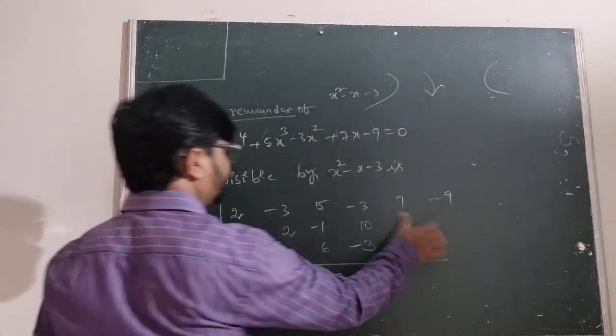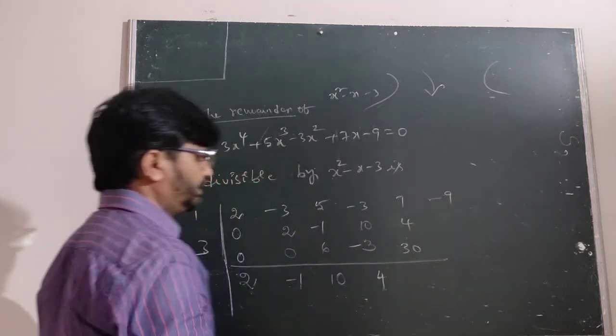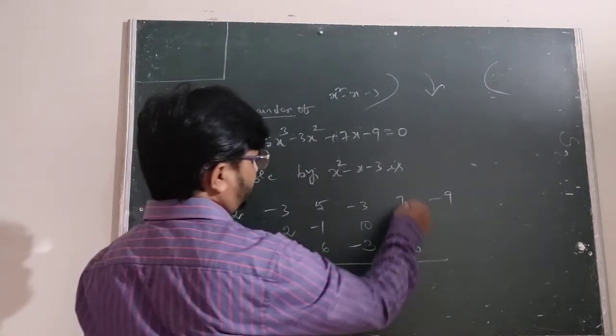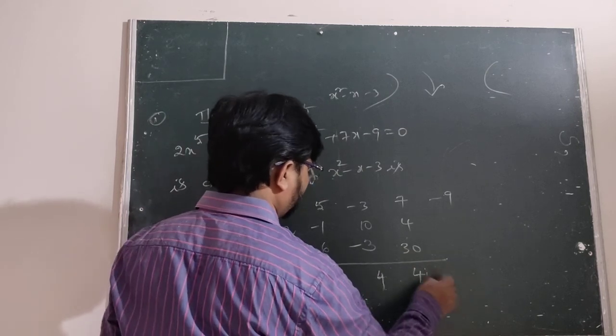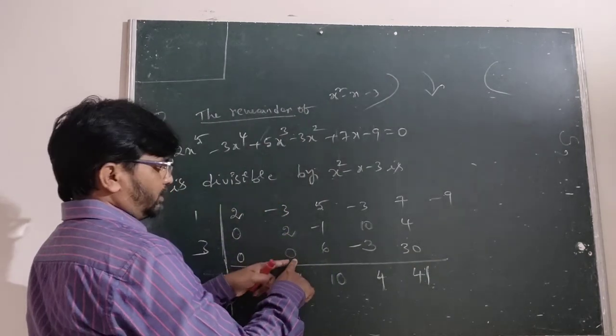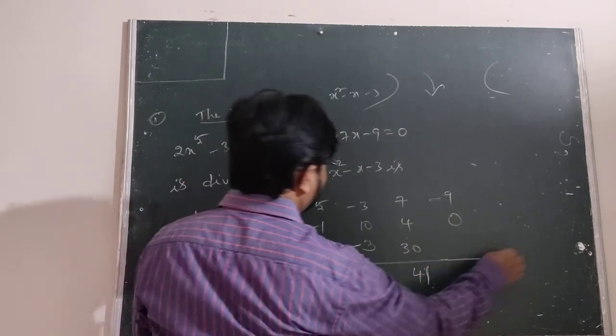Now we can write here: 7 plus 4 is 11, 41. 41, sorry. Now we can take 0 here. Definitely we can take, again, it is 0.